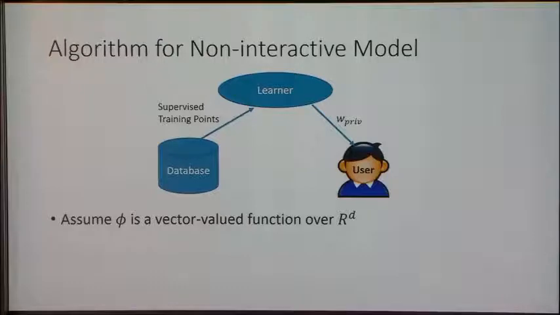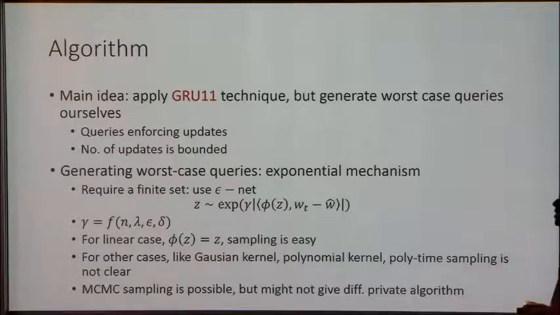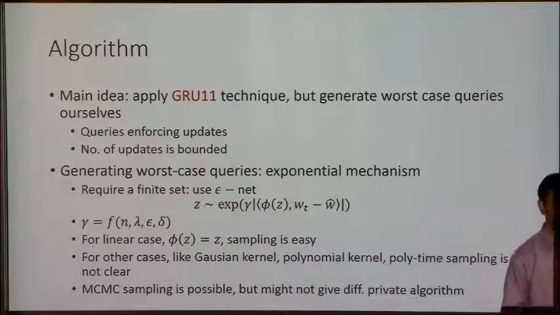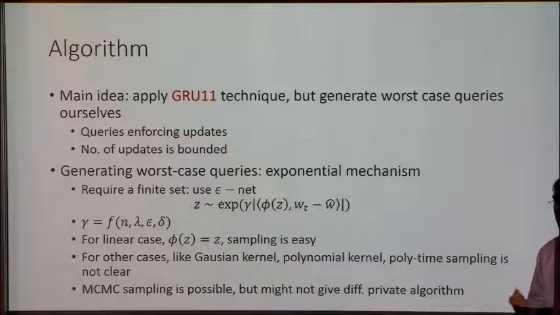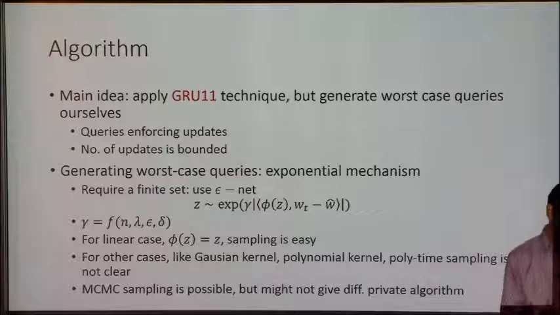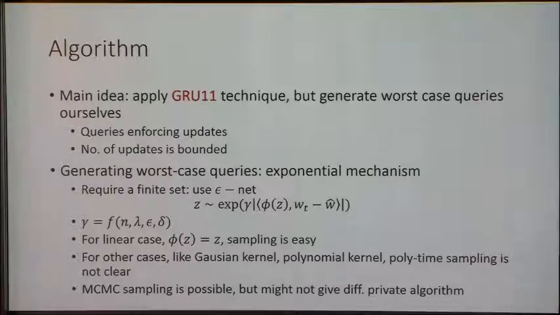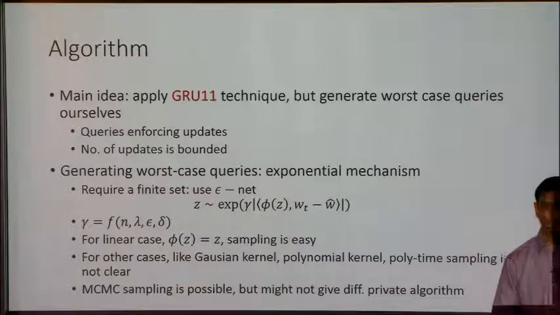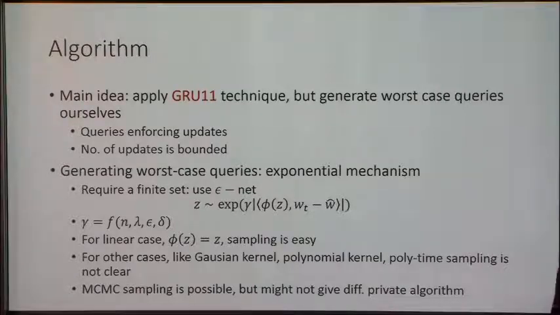One approach that was suggested in this paper by Gupta, Roth and Ullman was that if I could generate queries which are worst case, that is which will enforce certain updates, and because the number of updates that I can do is very small, after a small number of such updates I will obtain a database or a parameter vector W private which is good, as in which performs well on unseen queries, and which will be differentially private.